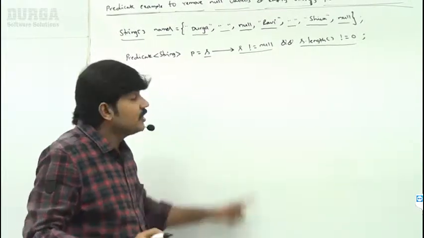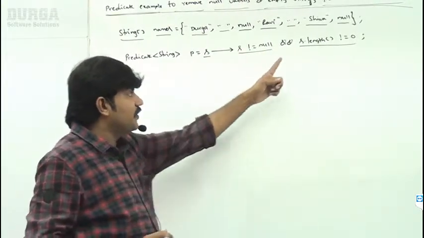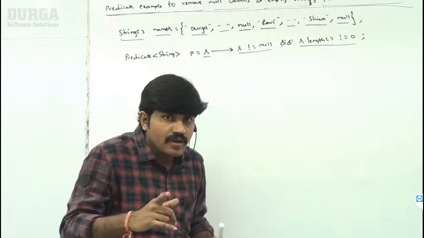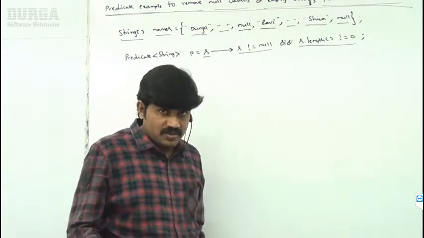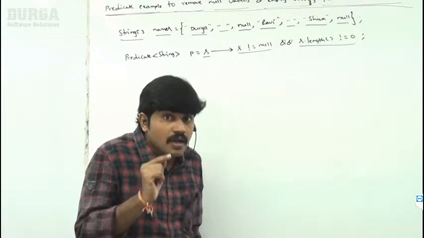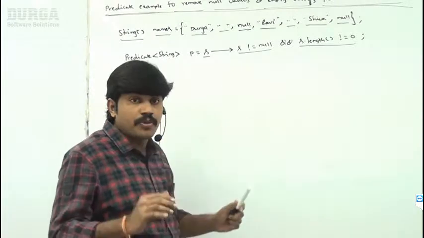So if it is not null and if it is not an empty string, then only our predicate returns true. Otherwise the predicate returns false. Everyone can understand, right? Now how can I use this predicate?